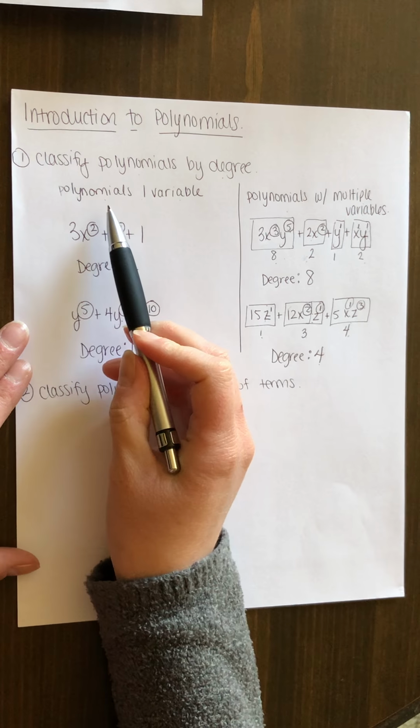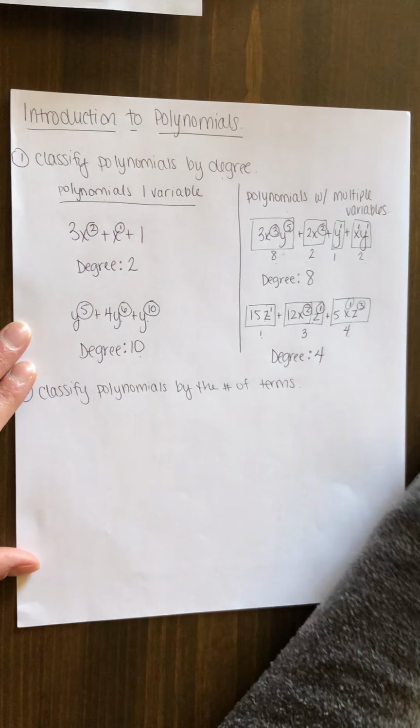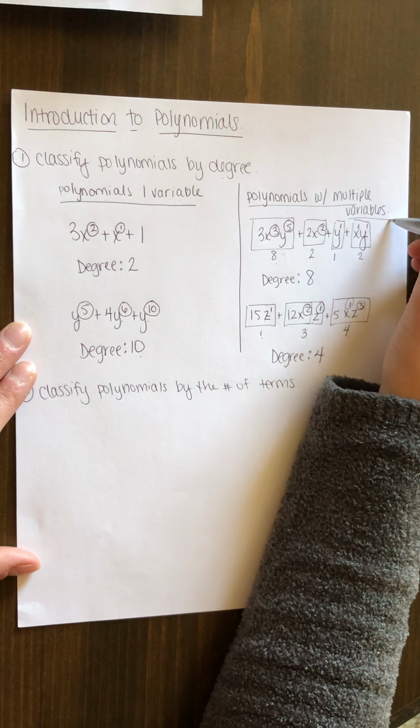So again, you want to evaluate when you're looking at a polynomial: do you have a polynomial in just one variable or a polynomial with multiple variables?